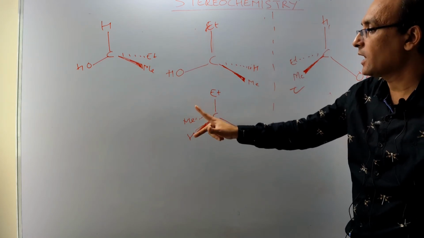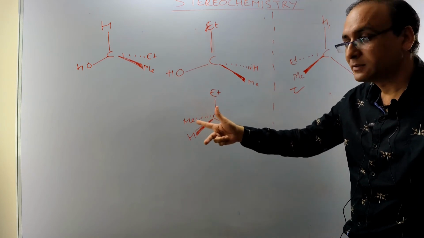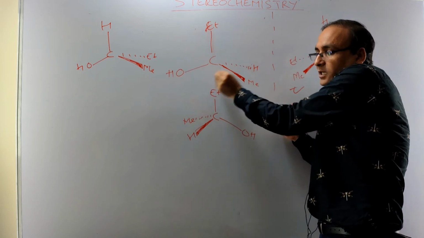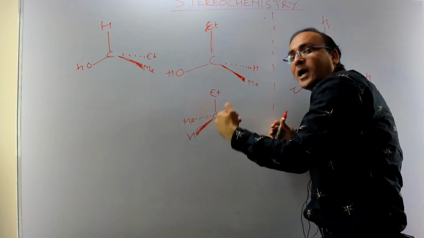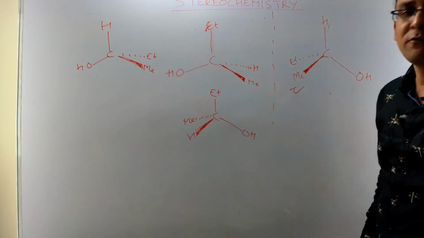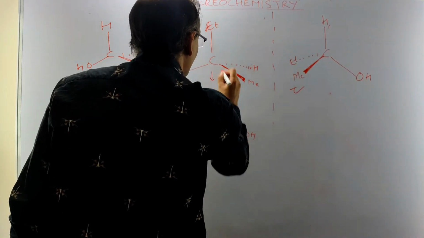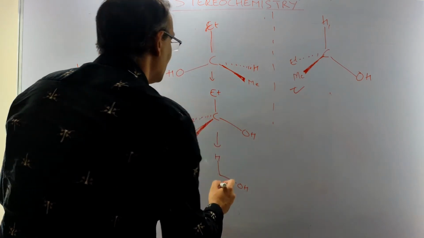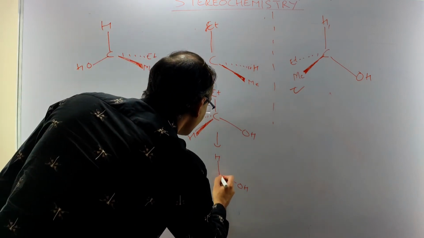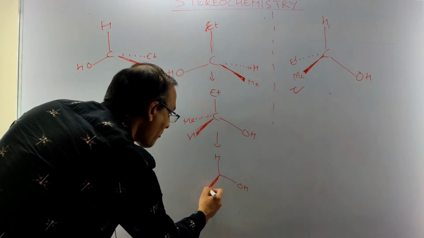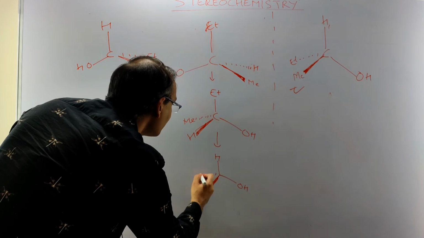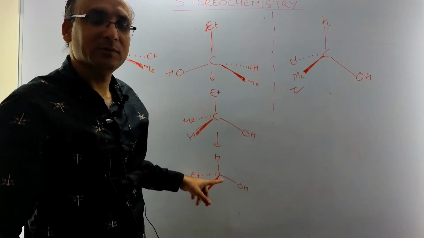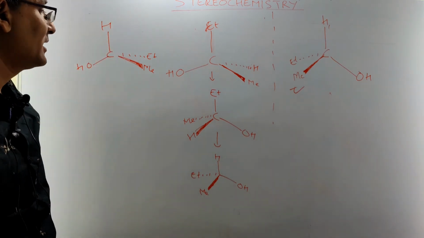So when I rotate 60 degrees, what is happening? Hydrogen is coming up, ethyl is going back, and methyl is coming front. I have held this so this OH does not change place. Hydrogen is coming in place of ethyl, ethyl is going behind in place of methyl, and methyl is coming front in place of hydrogen. So OH remains here, H comes here, methyl comes front, and ethyl comes behind. Now look at these two and these two. These two are exactly the same.